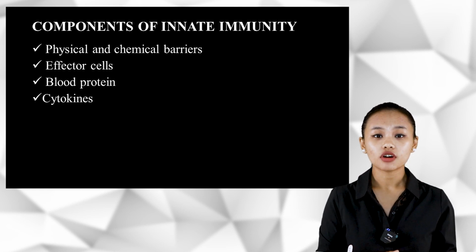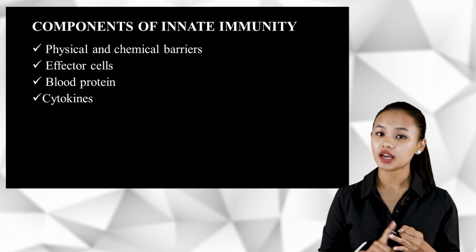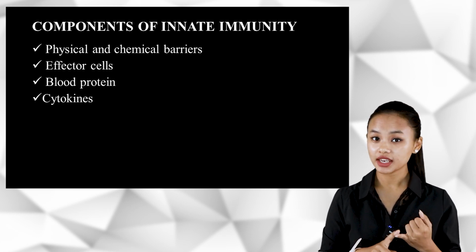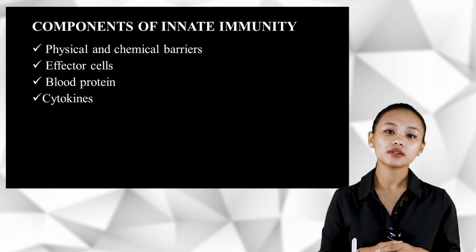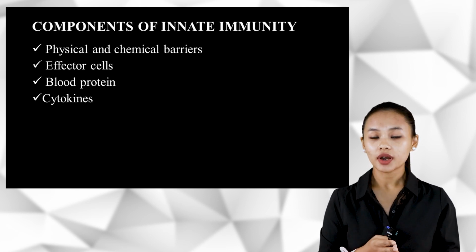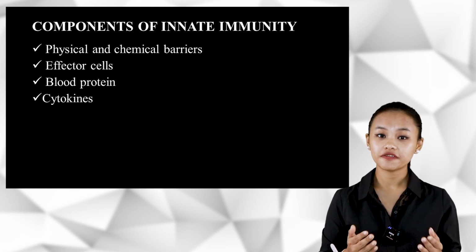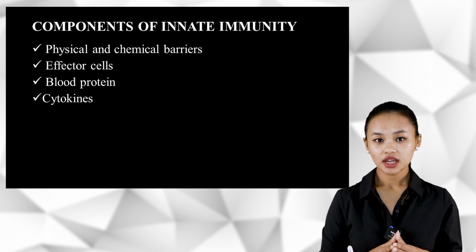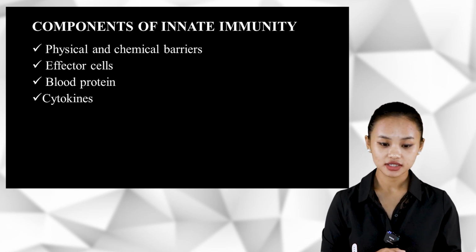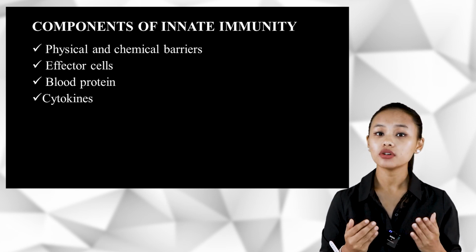So, what are the components of this innate immunity? The first component is the physical as well as the chemical barrier. Physical barrier, as we have discussed, consists of the skin and the mucous membrane, and the chemical barrier can consist of the sweat, the saliva, the tears, the earwax, as well as the mucous membrane. It also consists of the effector cells, that is the macrophages, neutrophils, eosinophils, as well as the phagocytes. It also further consists of the blood proteins as well as the cytokines.